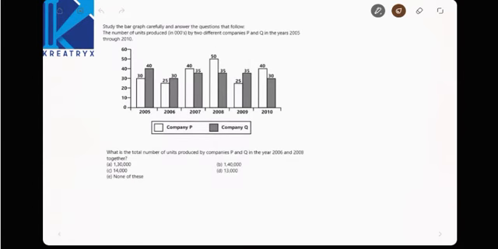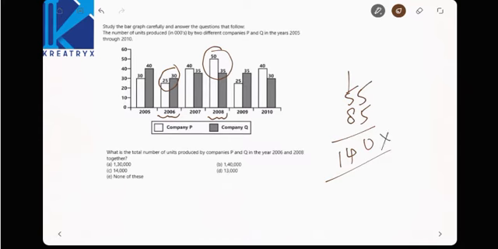Next question. What is the total number of units produced by company P and Q together in 2006 and 2008? See here, the total value here is 55. The total value here is 85. 55 plus 85 is nothing but how much? 140 into thousands. So that will lead you to 1,40,000. Easy question, easy pickings.